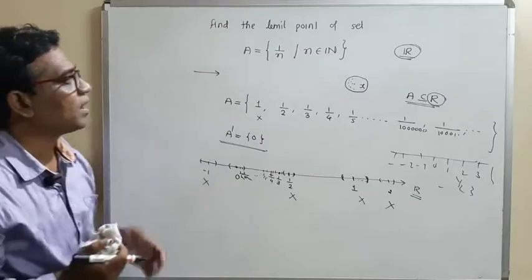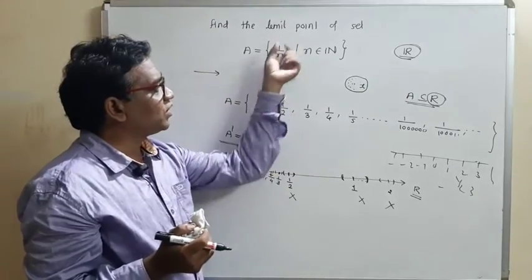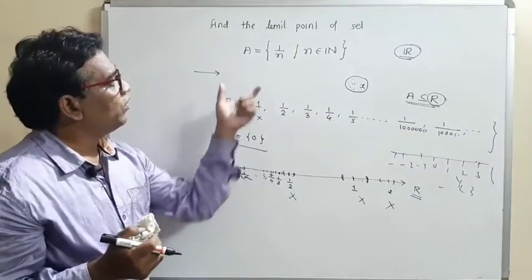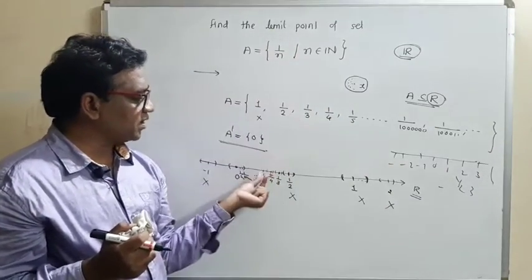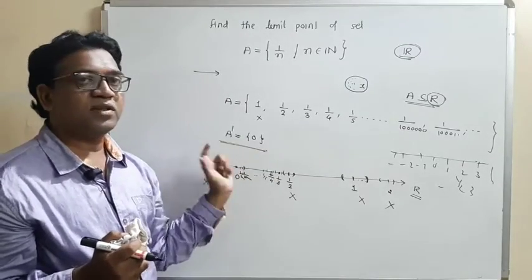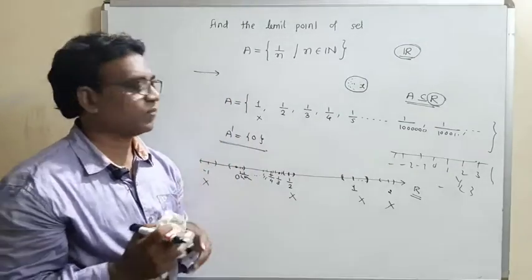So see what is this example? A is equal to the set of all 1 upon n, where n is a natural number. We want to find out the limit point. There is just one limit point, x equal to 0, which is the limit point for this set.